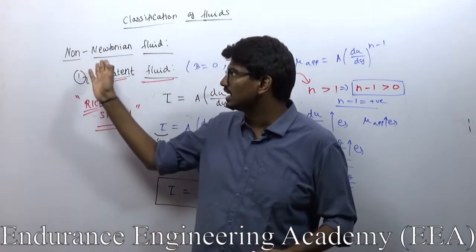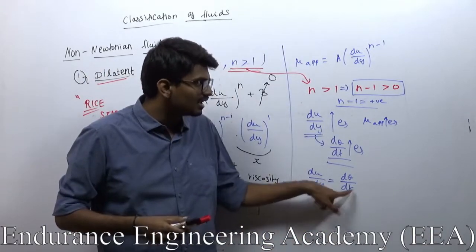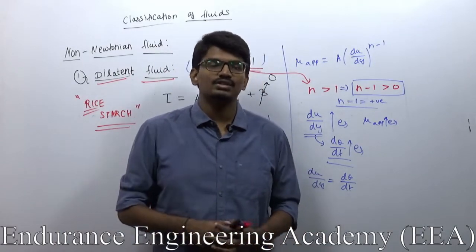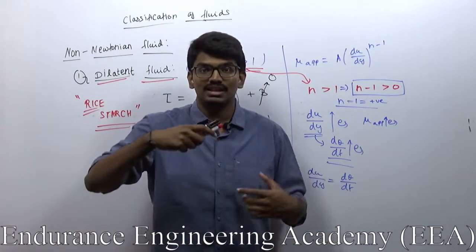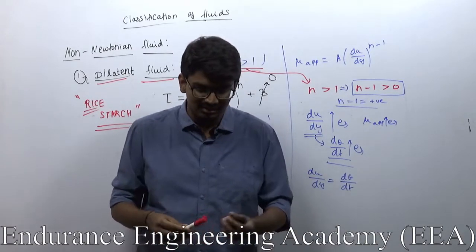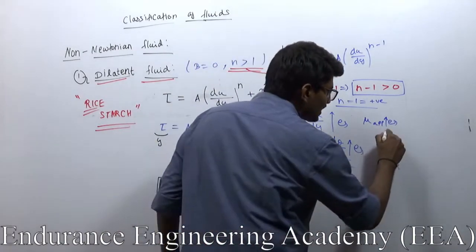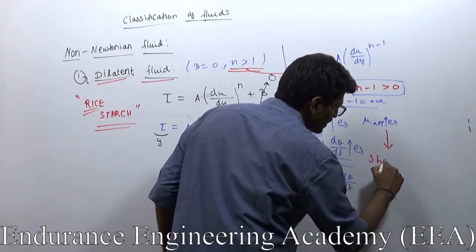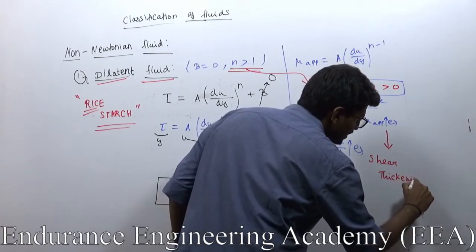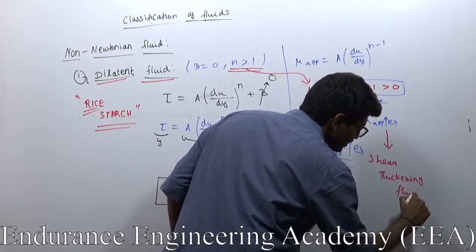That is what we discussed in dilatant fluid. As rate of shear strain increases, apparent viscosity increases. So as I keep on stirring it, shear strain increases and apparent viscosity increases, and this results in thickening of that fluid. So I will call this a shear thickening fluid.